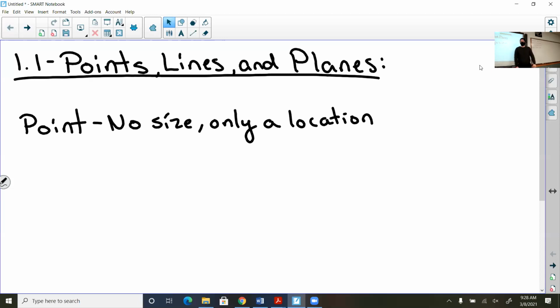Now, we've talked about points on a coordinate plane. That's when we have the X and the Y, when we're talking about an X and a Y axis. For this, we're just talking about a point that exists. It doesn't exist on a coordinate plane. It just is a point.